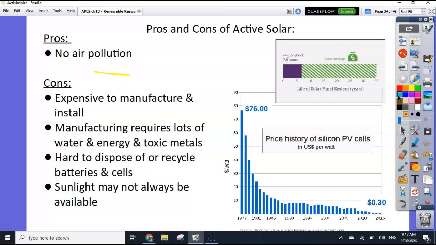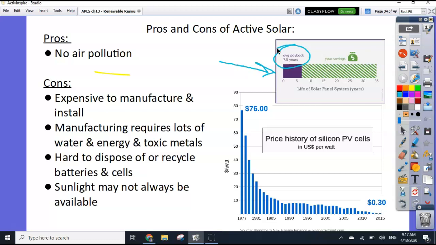Here's the problem, it's really expensive, okay? If you take a look at this graph over here, it says the average payback is 7.5 years, meaning if I buy some solar panels for $10,000, it's going to take me 7.5 years to save $10,000 on my energy bill. It's going to take me 7.5 years to use all of that money that I'm saving because I'm not using as much electricity generated by coal or whatever, 7.5 years to pay it off.